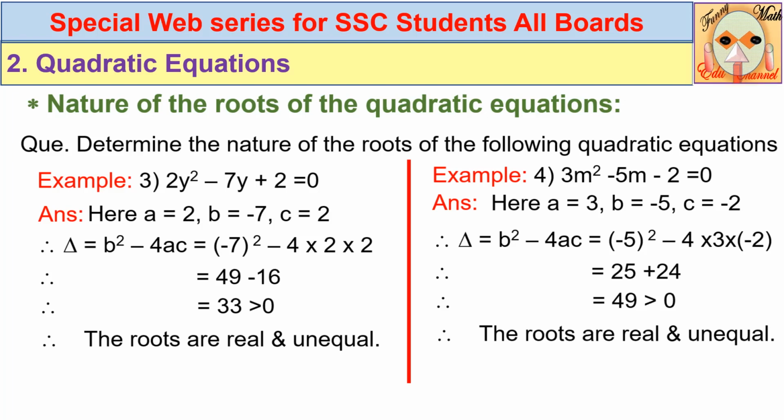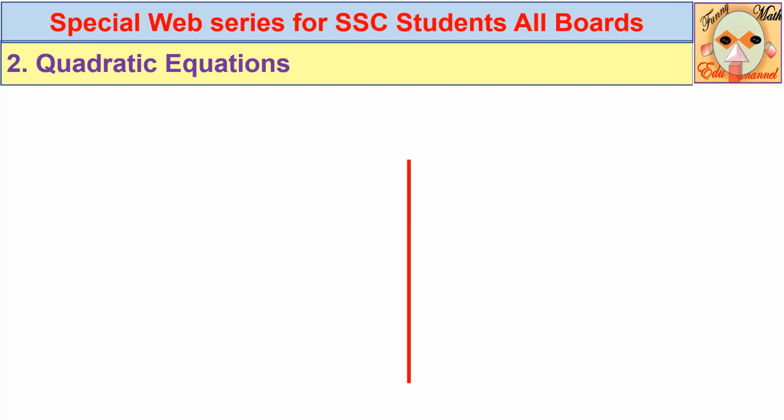In this way we have seen examples of how to determine the nature of the roots. You can follow all these examples very easily, because the step 1 is comparison with the general form, writing the values of a, b, c. Then find the value of delta, see whether delta is greater than 0, equal to 0 or less than 0, and write the conclusion. It's very simple, correct? Let's now go further.